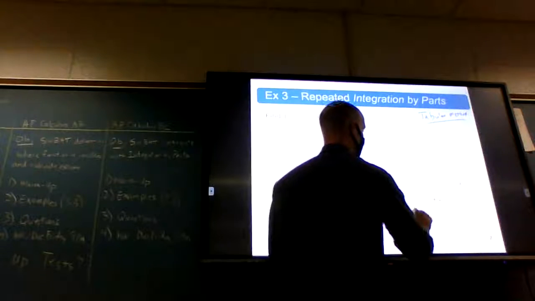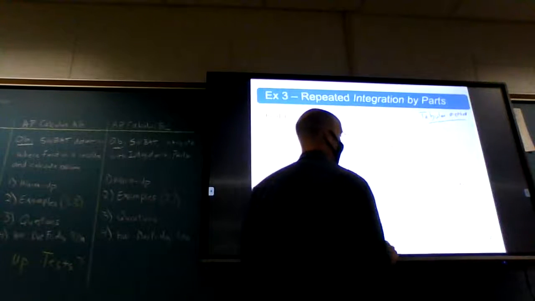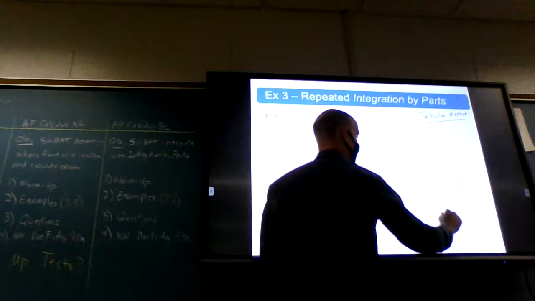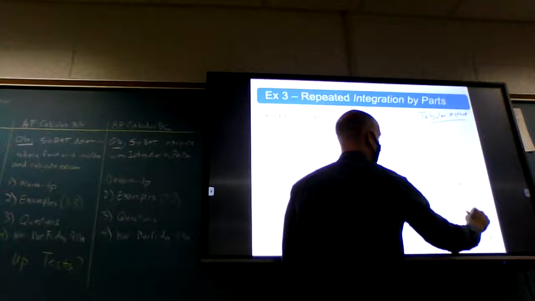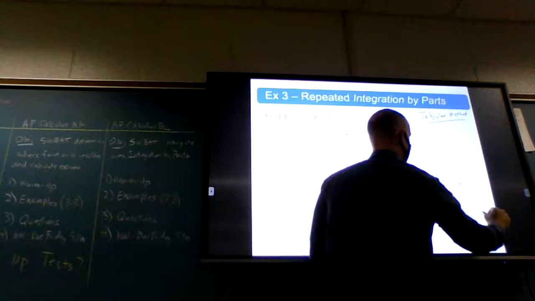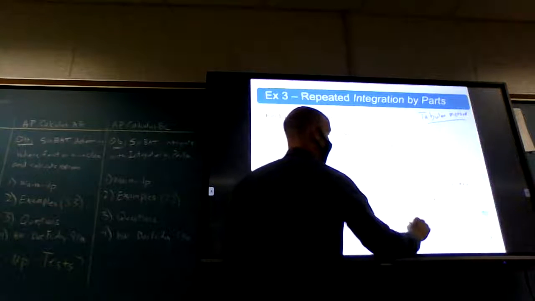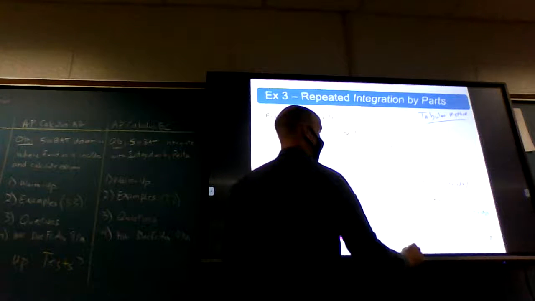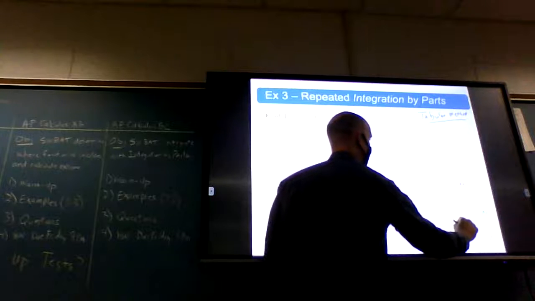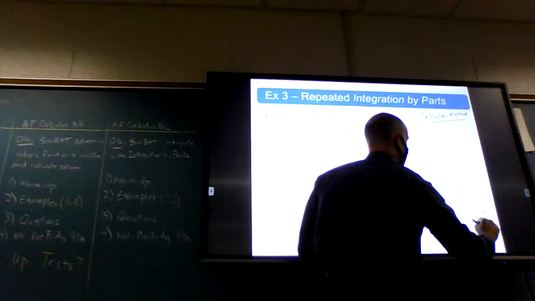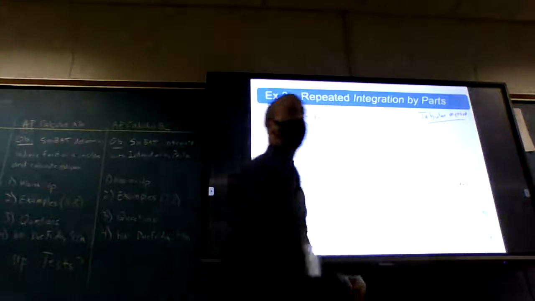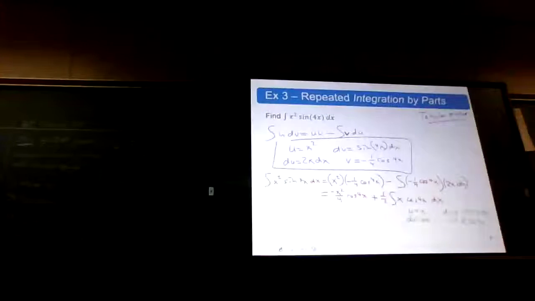So let's see here. Can you guess what u is? Can you guess what dv is? Cosine 4x dx. Therefore, du would be what here? dx. And v would be, I think it's 1/4 sine 4x, if I'm not mistaken. Do you guys agree with that?